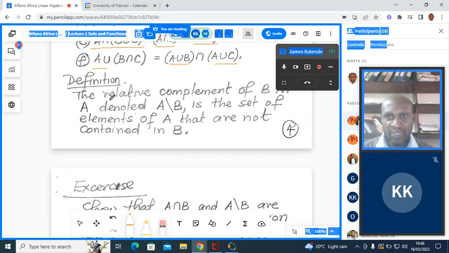So the next thing we shall define is the relative complement of a set B in another set A. And the notation is this: you have A with a backslash, then followed by B. So this means the relative complement of B in A. What that means is simply all the elements of A that are not contained in B.